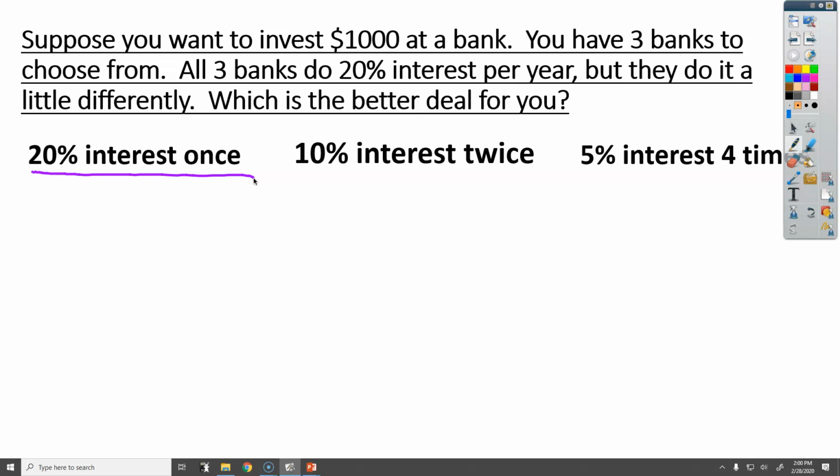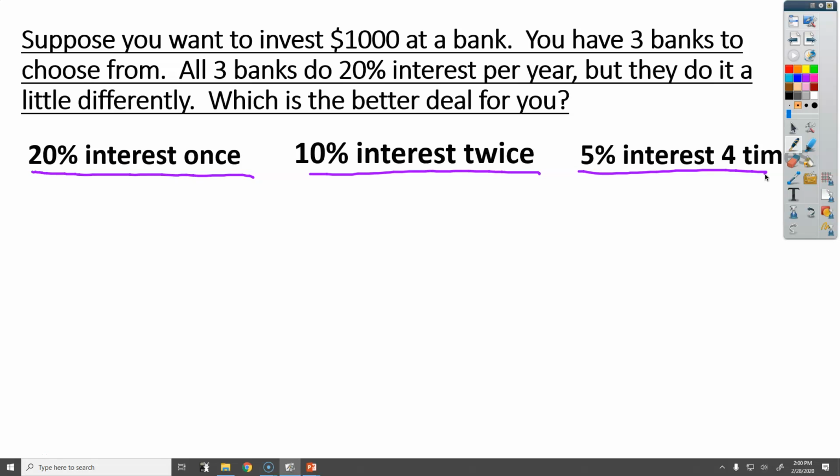Now, this other bank here in the middle, they're going to give you 20%, but they're going to break it up. They don't want to give you such a big sum at the end of the year, so instead what they're going to do is they're going to give you 10% once in the middle of the year, then 10% again at the end of the year for a total of 20%. Okay, and then next we have this one. This last bank, they really want to spread it out, so what they do is they give you 5% four times. So 5% in the first quarter, 5% in the second, 5% in the third, and finally at the end of the year, the last 5%. 5 times 4 is 20. So it's all 20. So you might be thinking, what's the difference? There is a difference, and I'll show you why.